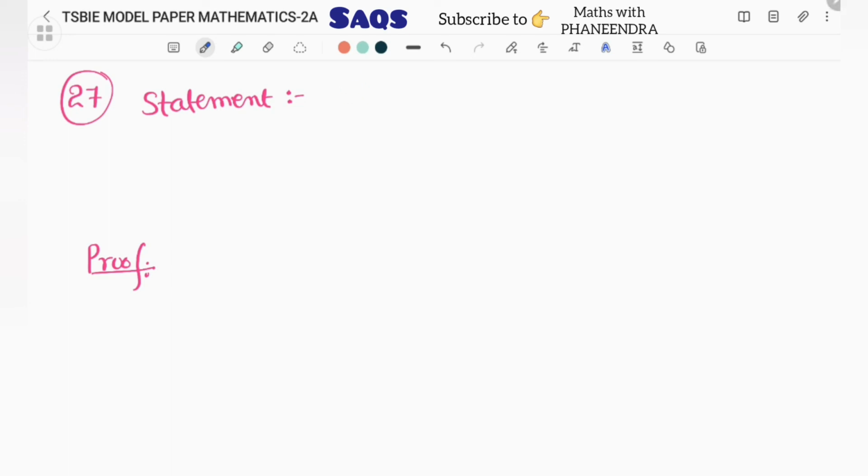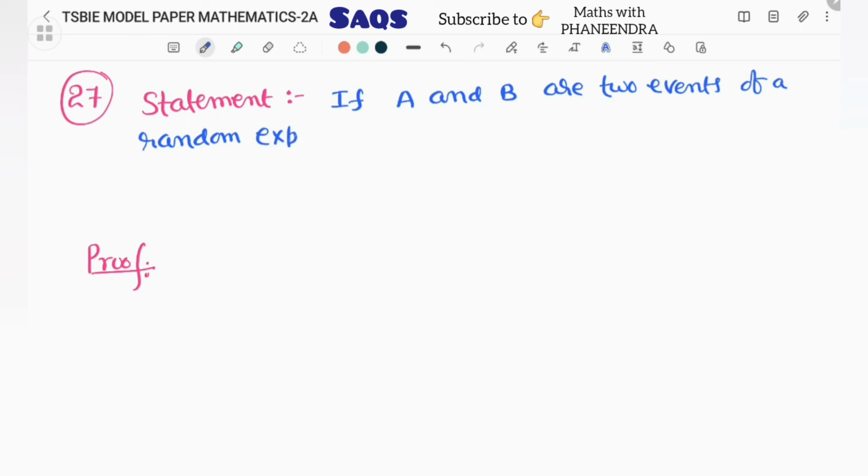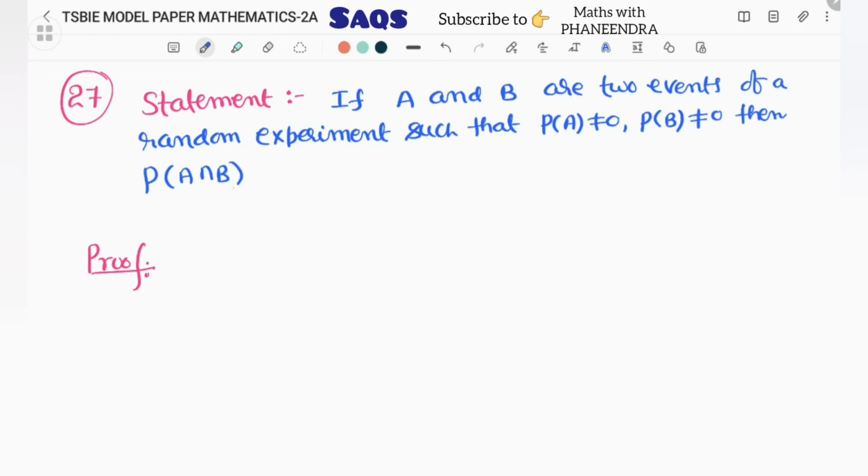So what is the statement of the multiplication theorem? If A and B are any 2 events, or simply 2 events, of a random experiment such that P of A is not equal to 0 and P of B is also not equal to 0, then P of A intersection B is equal to P of A into P of B given A, or P of B by A, which is also equal to P of B into P of A given B. This is the statement of the multiplication theorem on probability.